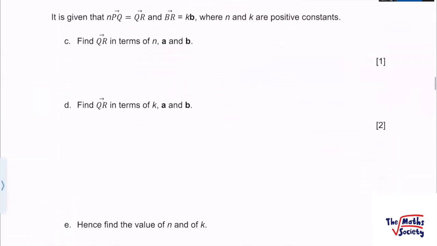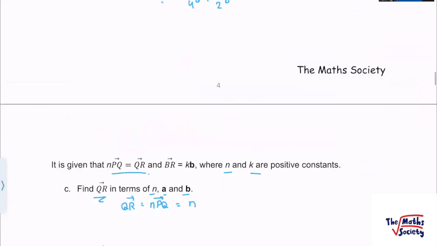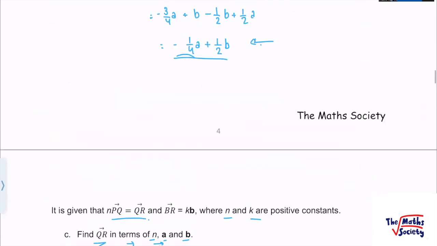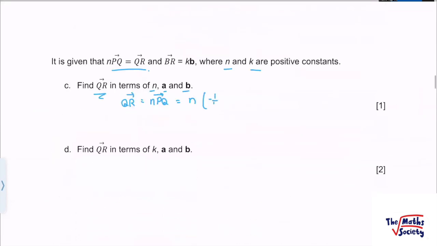And moving on, it says that it's given that NPQ is equal to QR and BR is equal to KB, where N and K are positive constants. So you need to find QR in terms of N, A, and B. So QR equals NPQ, is it? Yep, so we know that PQ was just minus 1 by 4A plus half B. And so this is just your QR in terms of N, A, and B.